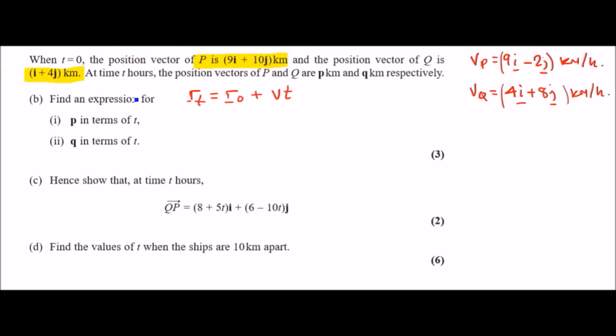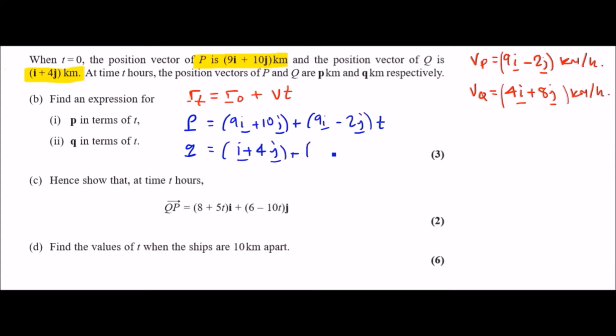So let's do this. Replacing r(t) with the letter p to make sense of it, r0 is going to be 9i plus 10j. This is just the formula, if you know it or not. Plus the velocity vector of P, 9i minus 2j, times t. And as for Q, same thing applies. The initial position is i plus 4j, plus its velocity, 4i plus 8j, times t.